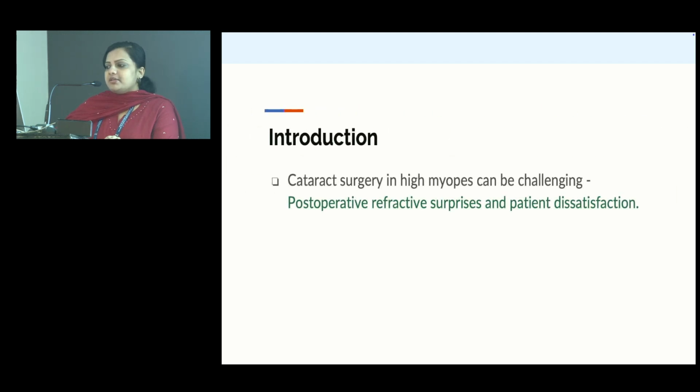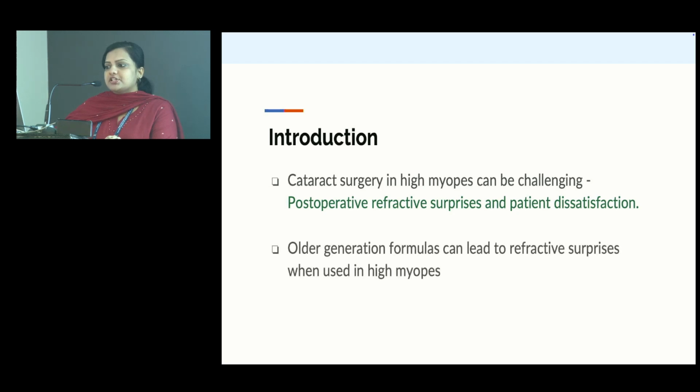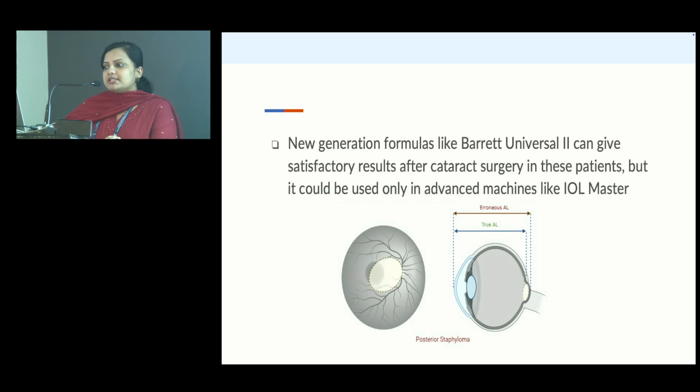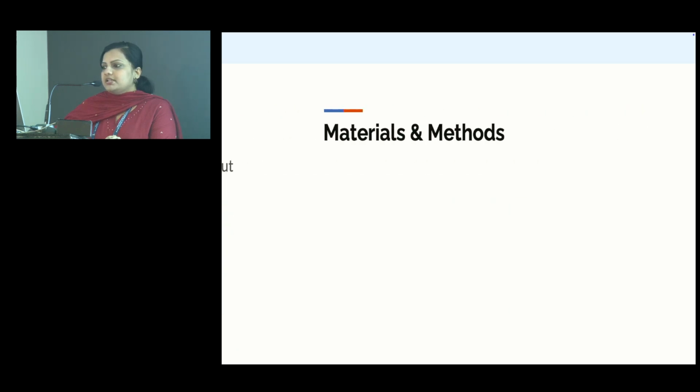Cataract surgery in high myopes can be challenging because of postoperative refractive surprises and patient dissatisfaction. The older generation formulas can lead to refractive surprises when used in high myopes. The newer generation formulas like Barrett Universal 2 can give satisfactory results after cataract surgery in these patients, but could be used only in advanced machines like IOL Master, Argos, etc.